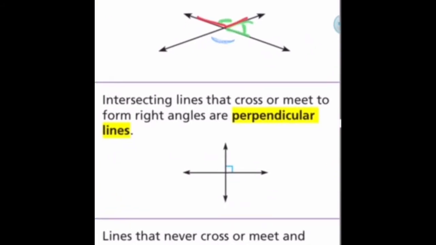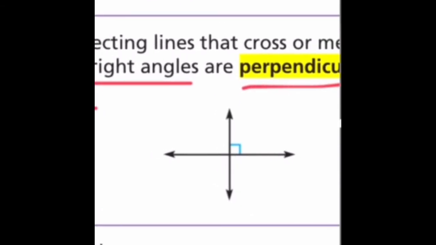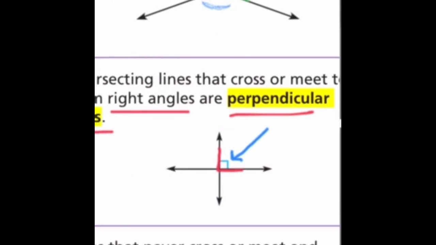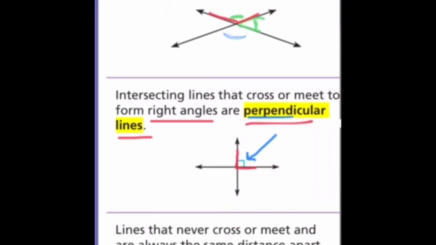Intersecting lines that cross or meet to form right angles are perpendicular lines. Okay, and we've talked about right angles in our earlier lesson. If it matches the corner of your paper, it's going to be a right angle. And they even give us that little box that we saw on our polygons to show a right angle. We get that here too. And so if they form a right angle, that's called perpendicular lines.